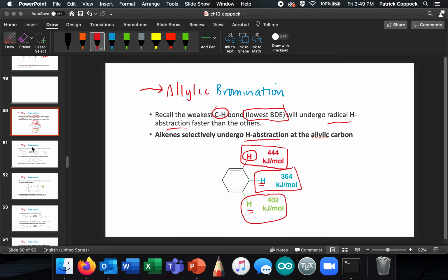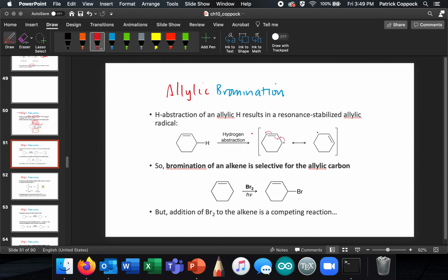Actually, we learned this in a previous conversation also. Why is it so much lower? Well, it's lower because it is resonance stabilized, right? So once we abstract the hydrogen, here comes the hydrogen, it gets ripped off, right? This is not a proton transfer because it's taking an atom, not a charged particle. Once this goes off like that, and this electron goes there, then you have a radical left, right?